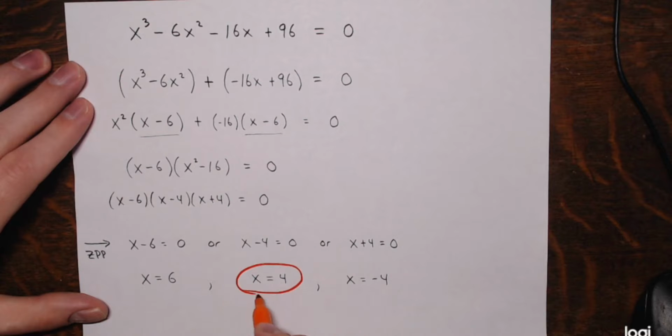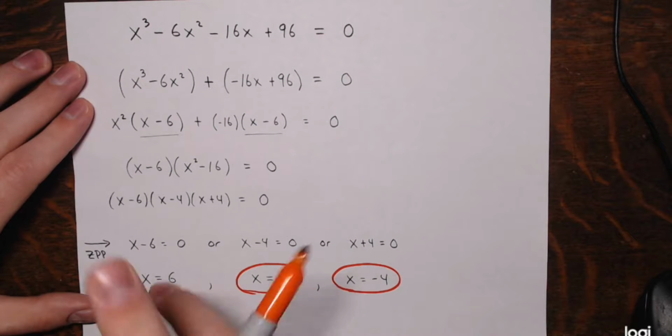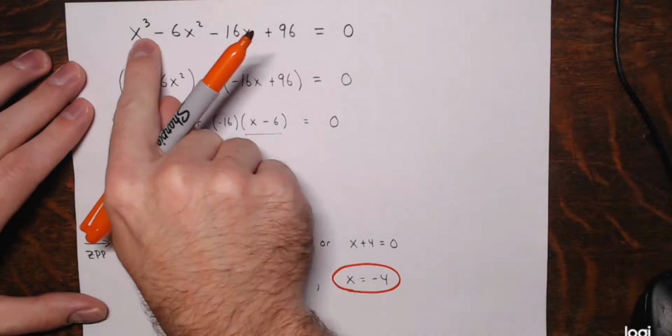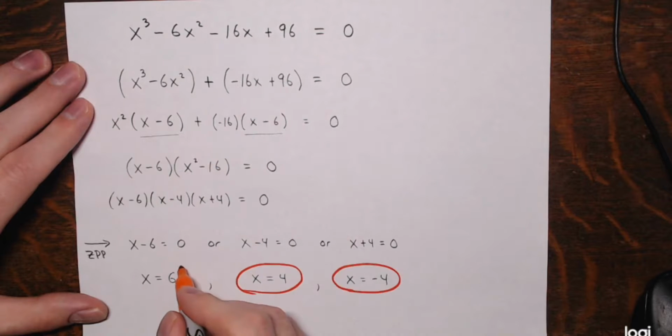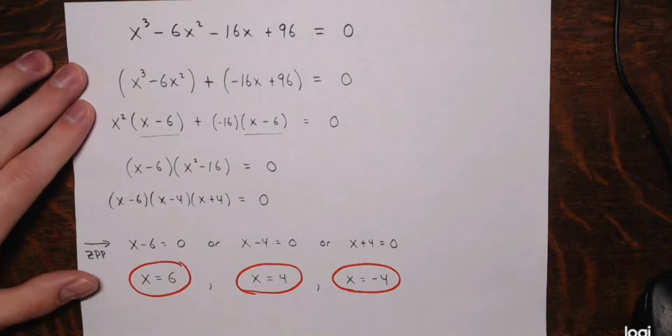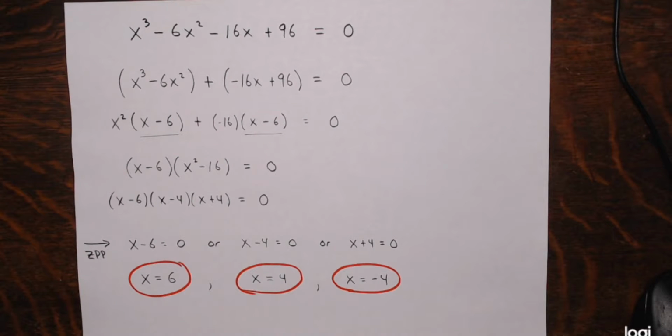And the same thing would go for negative 4. All the signs would be opposites. And now this is 6 cubed minus 6 cubed, that's nothing. And 16 times 6 is 96, negative 96 plus 96 is nothing. So I actually just did a mental check. All three of these work. But please, get in the habit of checking your solutions.